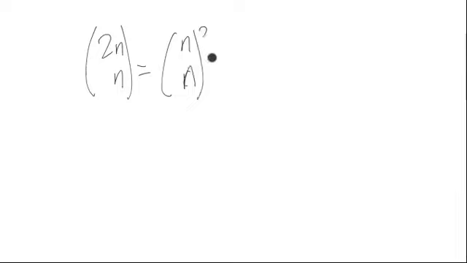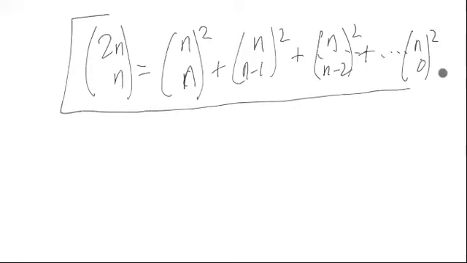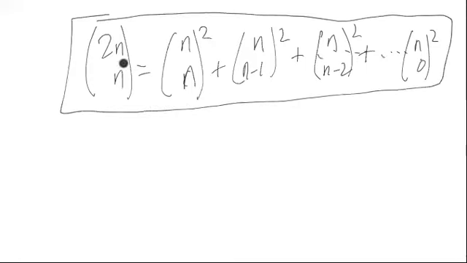So this is like saying if we have a double up here and that, this is the same thing as n choose n squared plus n choose 1 squared plus, going down, n minus 1 choose... sorry, n minus 1. So n minus 2 squared, and we keep on going down until we end up getting n choose 0 quantity squared. So this is a fun identity that relates binomial coefficients.